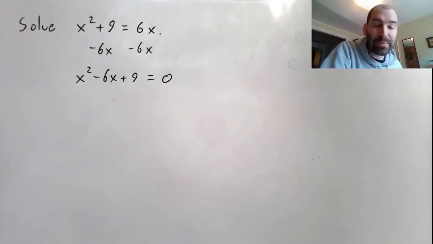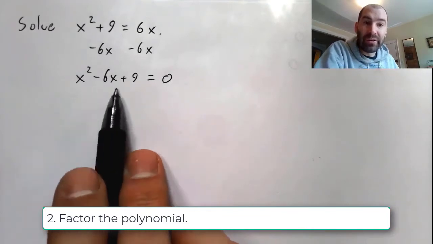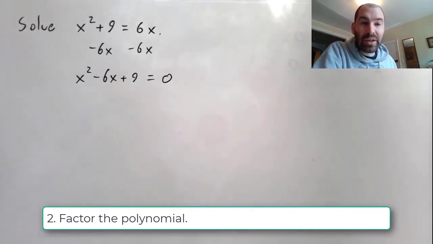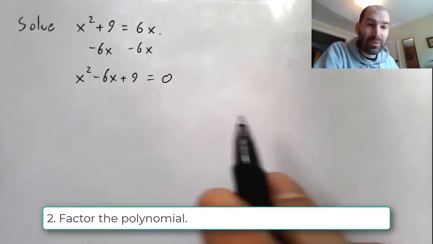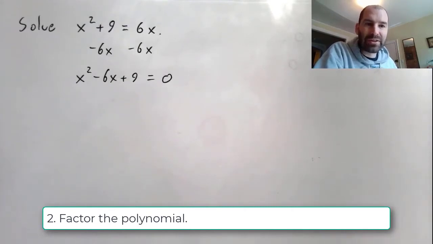Okay, now we can go to step 2. We need to factor the other side, the side that's not 0. So let's pause the video now, factor this, and we'll check our work together. Okay, so 3, 2, 1. Okay, welcome back. Let's check our work.